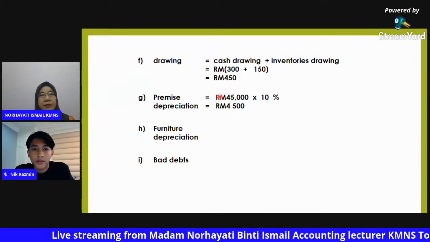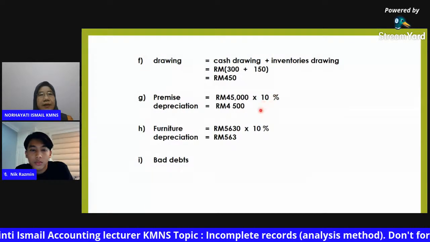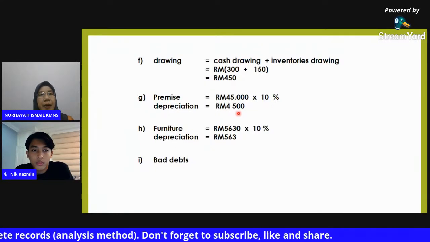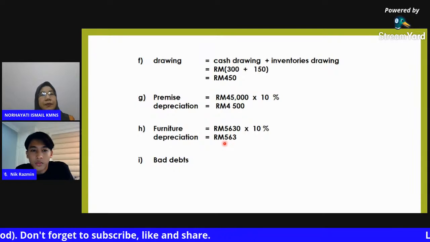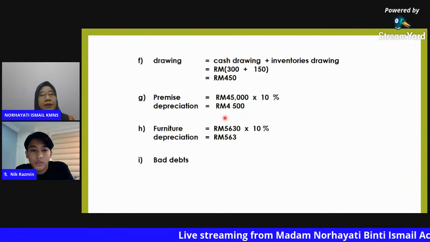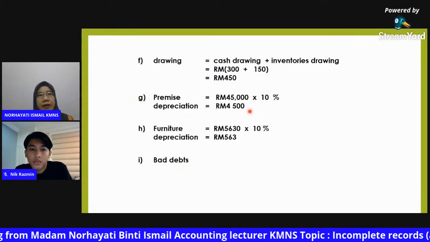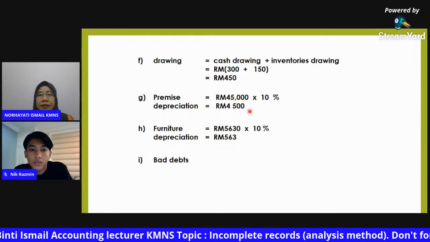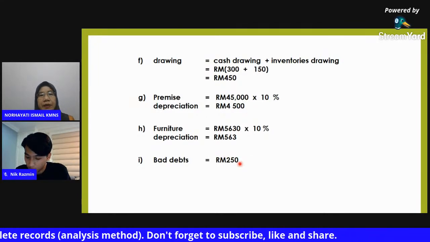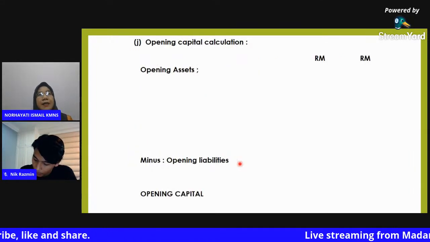The premises depreciation uses the 10% given in the additional information. So you get the depreciation of 4,500, and for furniture 563. This one we must record in the statement of income and also in the financial position as accumulated depreciation. Now bad debts, we must record in the statement of income, 250.